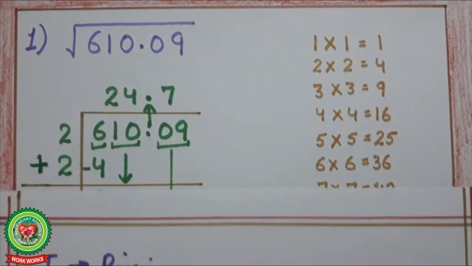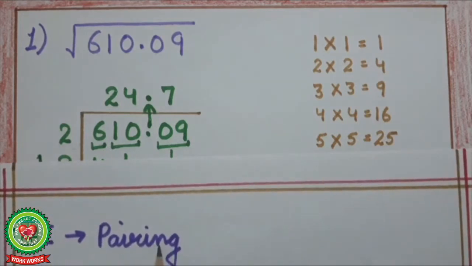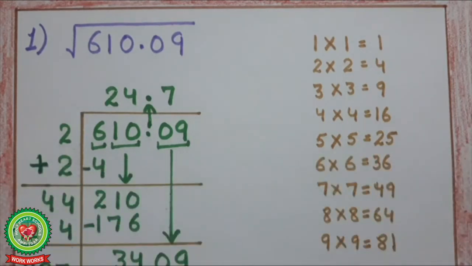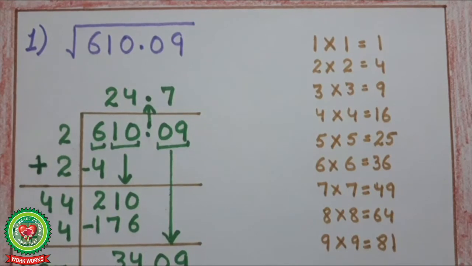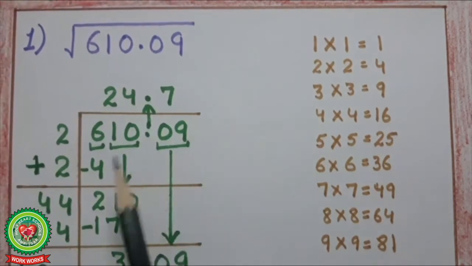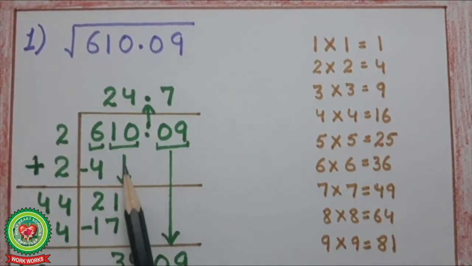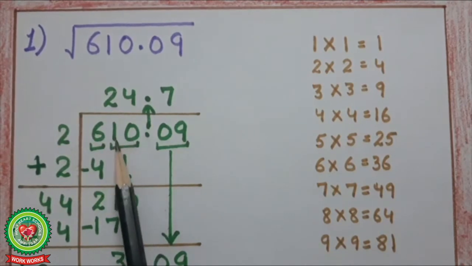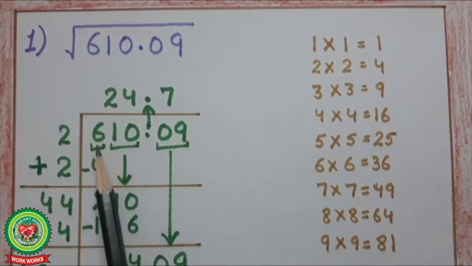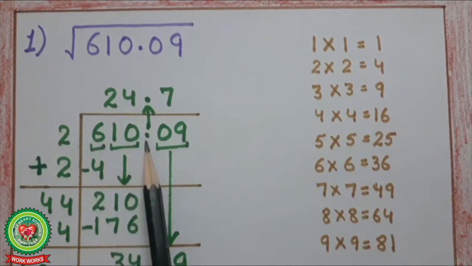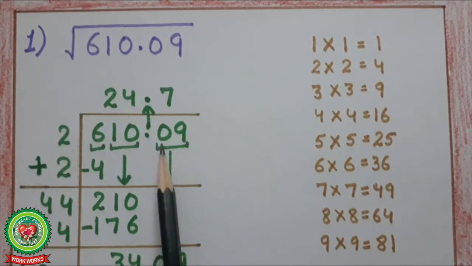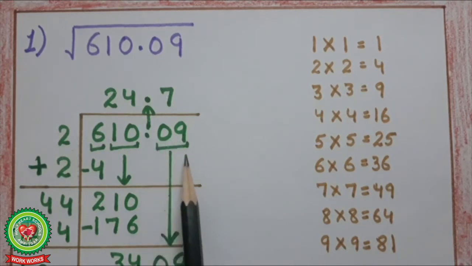Here our first step is pairing, and in decimal numbers we know we do pairing of two types. Before decimal, pairing should be done from right side like this 0 1 first pair. Then after that we are left with just one digit, so leave it as it is. Then after decimal, pairing should be from left side like this 0 9. Only one pair is there.